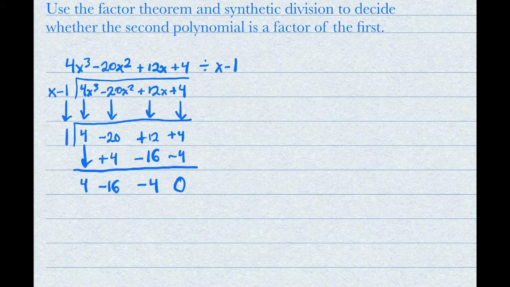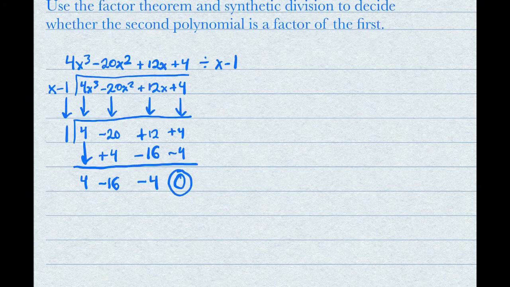So this last number is the remainder. Since it's a 0, that means there is no remainder, which means that yes, the second polynomial is a factor of the first. Now you could check this another way.